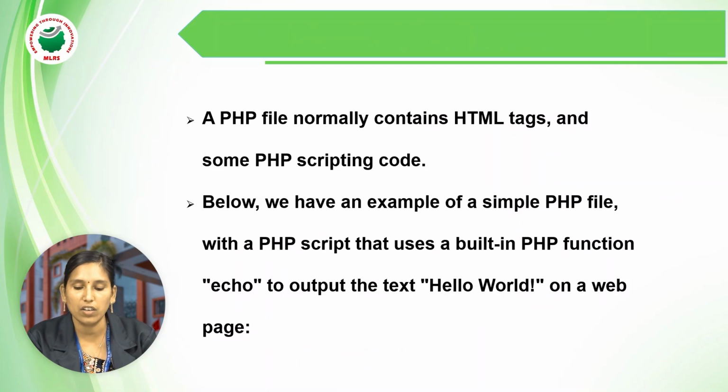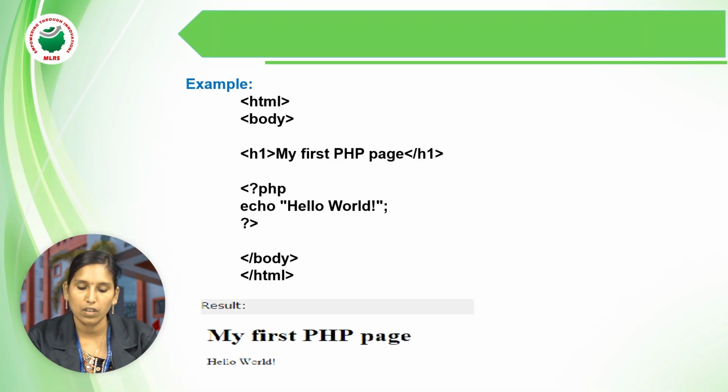A PHP file normally contains HTML tags and some PHP scripting code. So let us see a simple example to print hello world. Here, this is the example of PHP. First, you write the HTML tag, after that the body tag. In that, the H1 tag. The H1 tag is used to print a header.